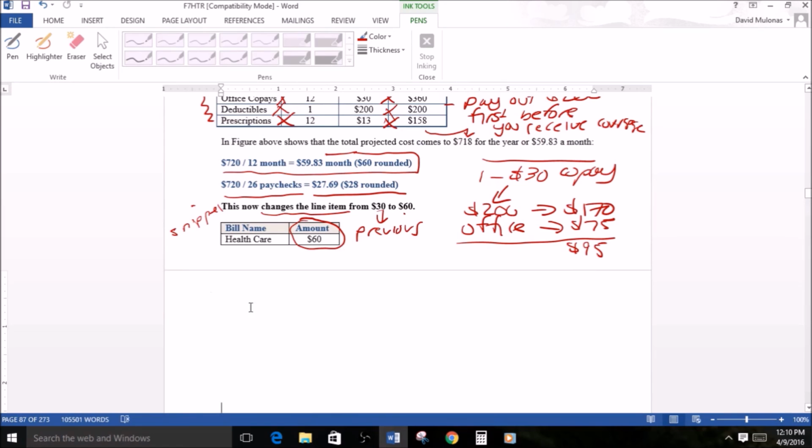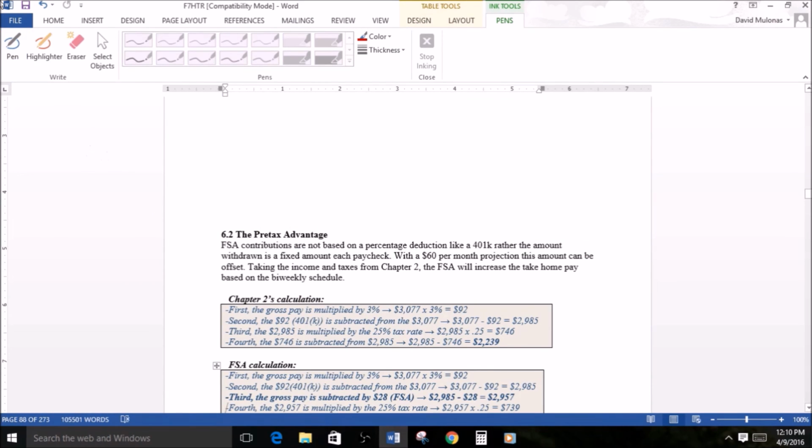Okay, so that's going to end this section, and we're going to get into how this shapes up into the budget, where we see the benefit of paying for this pre-tax.